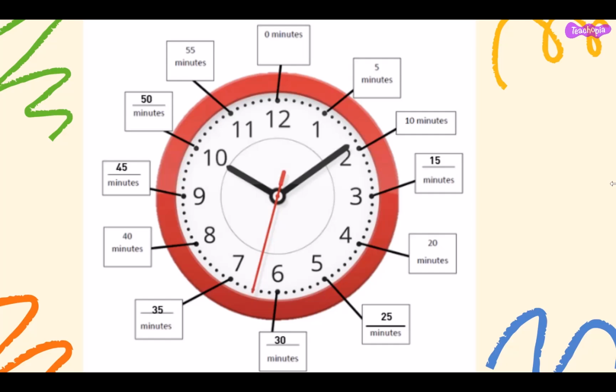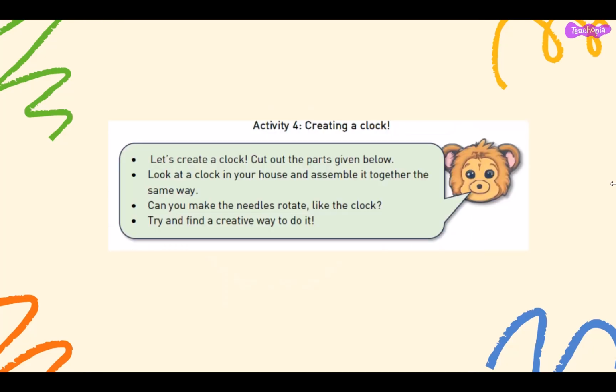Once the children are familiar with the minutes, you may then ask them to start creating a clock. This is a very interesting activity for the children. Ensure that you support them to get the mechanics of the clock correctly in terms of making sure that the hands of the clock move so that they can position it in different places and read the time accordingly.